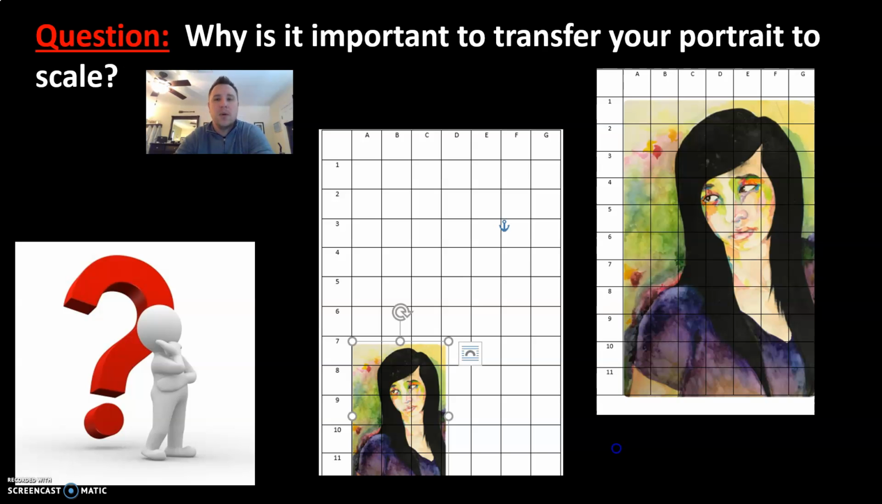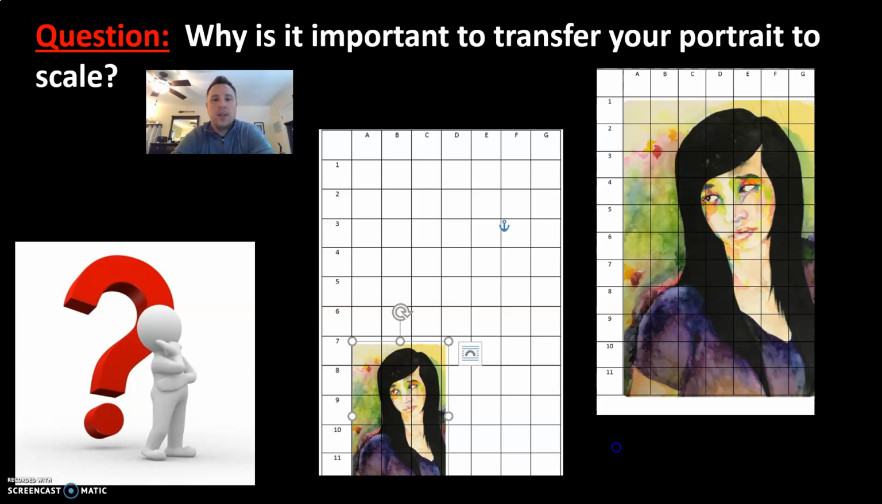So ultimately, to answer the question, you want to transfer your portrait to scale so you can fill the whole space of the paper and maintain the same composition, maintain the same accurate design that you had from your photograph. And that basically concludes this video to discuss scale.